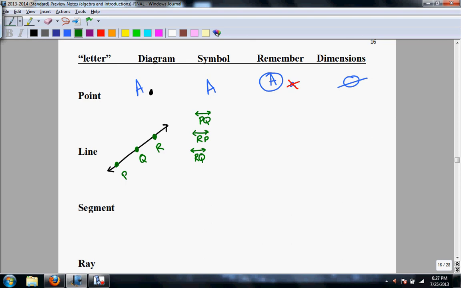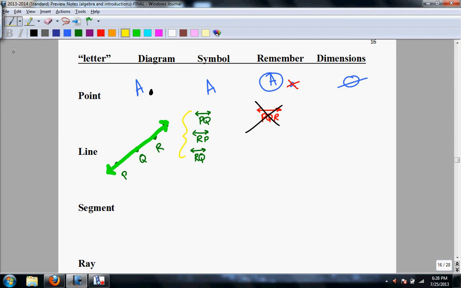When you name a line, you only use 2 letters, even if there's multiple points on it. So remember, go ahead and come over here. If you do PQR here with a line, go ahead and draw that, and then cross it out. Tell yourself, if you have multiple points on a line, you don't use multiple points. You only use 2 of the points to name the whole line. So these 3 names all name this line right here.